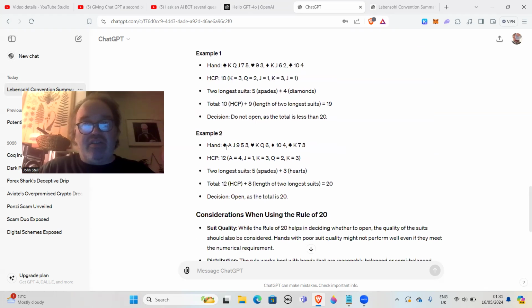Bit of a bad example here because they're using 13 points, when you wouldn't even consider the rule of 20 because you've got 13 points, so you're not going to need it. Oh, hold on a minute. Hand 5, 10, 13. HCP: ace equals 4, jack equals 1, king equals... What is going on here? Look at this. So you've got ace equals 4, jack equals 1, king equals 3, queen equals 2, king equals 3. You had to mention the king twice. Two longest suits equals 5 spades and 3 hearts. Total high card points, 12, right? It can't add up because that's 13 points, okay? So it can't add up.